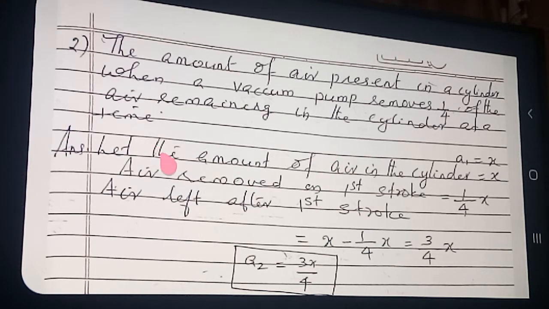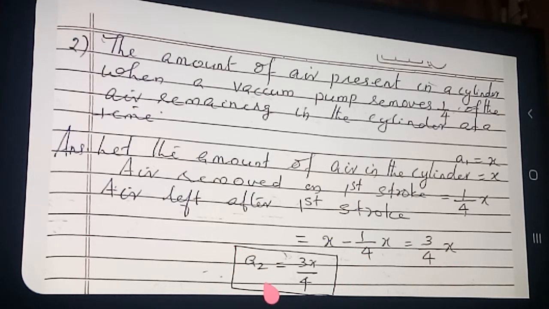I hope all of you got this clear. Okay, once more: we do not know how much air is present inside, so we suppose x is the quantity of air present in the cylinder. That is the first time. Then the second time, we pump air out of the cylinder. How much air is pumped out? 1/4 of the air present in the cylinder, that means 1/4x. Then how much air will be left in the cylinder? x minus 1/4x will remain, that means 3/4x. Take the LCM here, and you get the answer 3/4x. Clear? Okay.